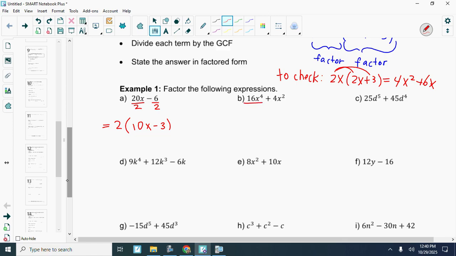Here I'm looking at the 16x to the power 4 and the 4x squared. I can actually take a 4x squared out of both of them. So just remember to take whatever your GCF is. This is my GCF, and put it in front. And then you write whatever's left over. Other hints, tips, and tricks.